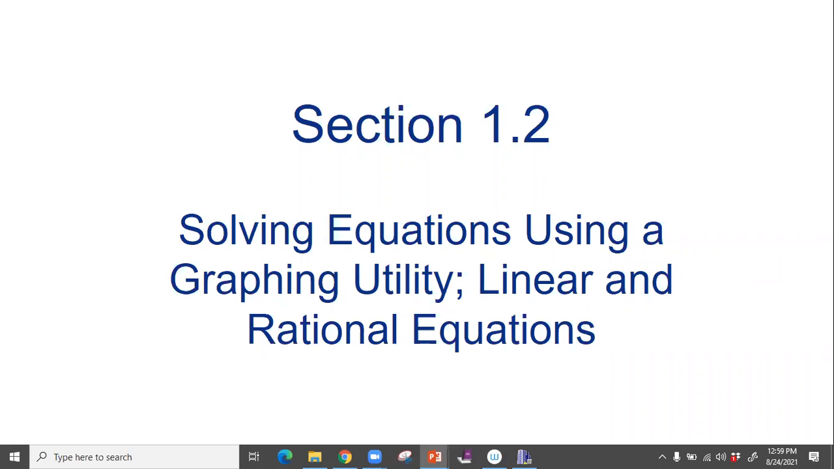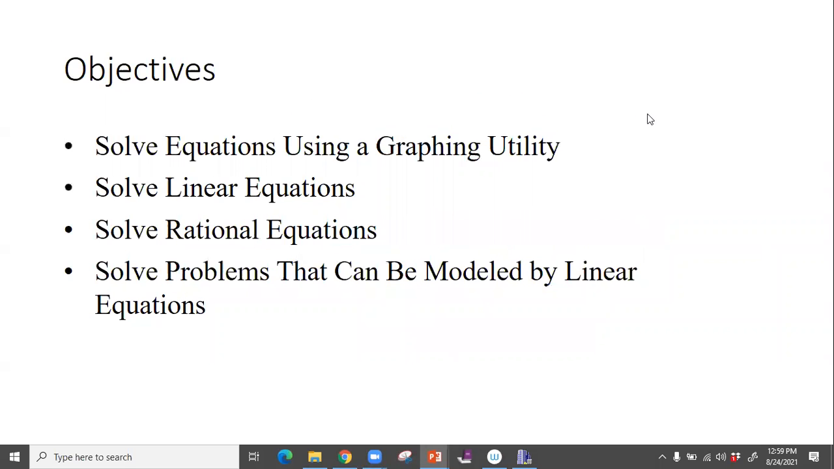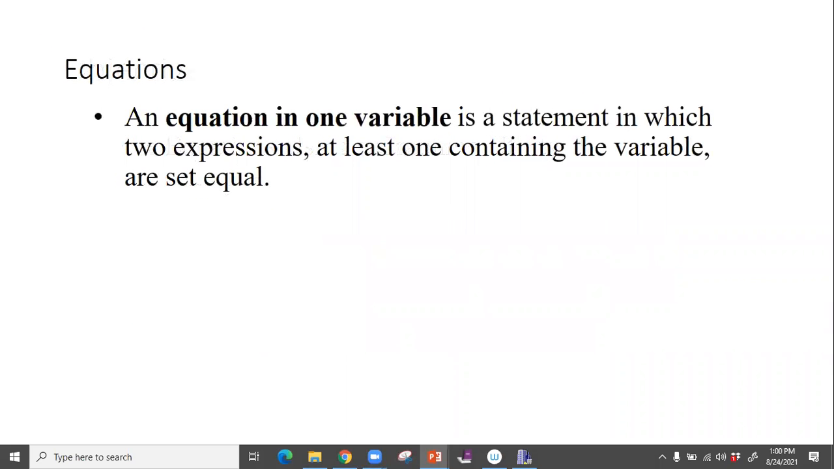All right. So we're on section 1.2, solving equations using a graphing utility and linear and rational equations. Our objectives for this section are: solve equations using the graphing utilities, aka a calculator; solve linear equations; solve rational equations; and solve problems that can be modeled by linear equations. Okay, what is an equation?